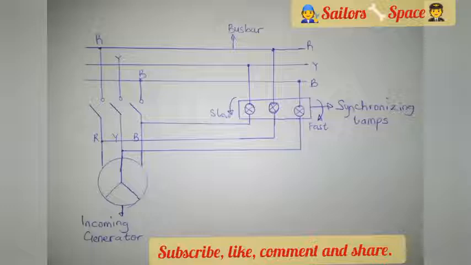So the synchroscope helps to monitor the three conditions that are supposed to be met for synchronizing to take place. The incoming and the running generator have to have the same voltage, they have to have the same frequency, and they have to be in phase, have the same phase sequence. So what do you do when the synchroscope is totally bad? How do you know these three conditions? That's what we are going to talk about today.